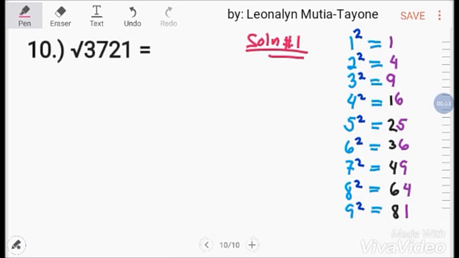Number 10 is square root of 3,721. Let's do solution number 1. Focus tayo sa last digit na 1. So, part sa answer natin, it's either 1 or 9.